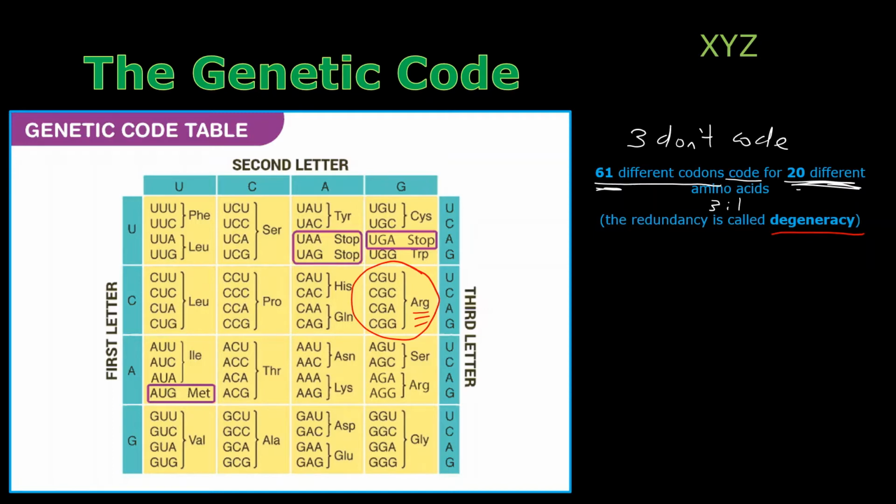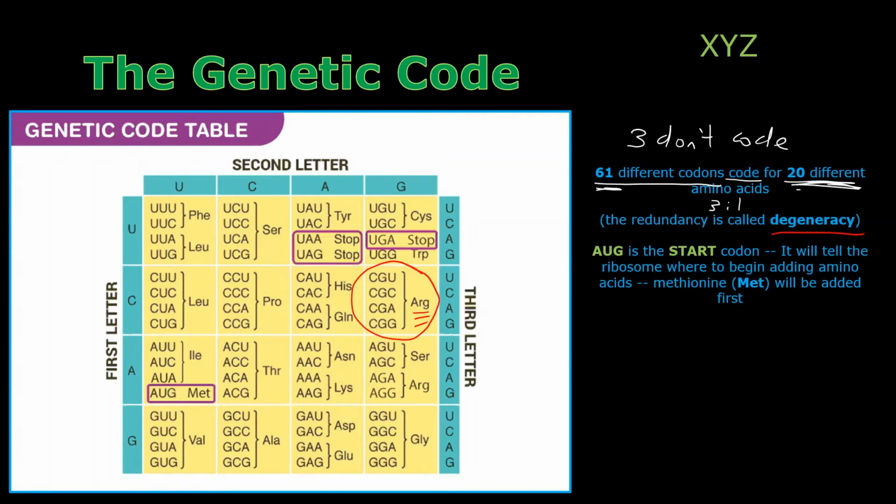The reason for this is that it protects us against mutations of some types. And to get into those details, I'm saving that for further down the road. There is one specific codon that I'm putting a box around there that is very important. It's called the start codon, AUG.